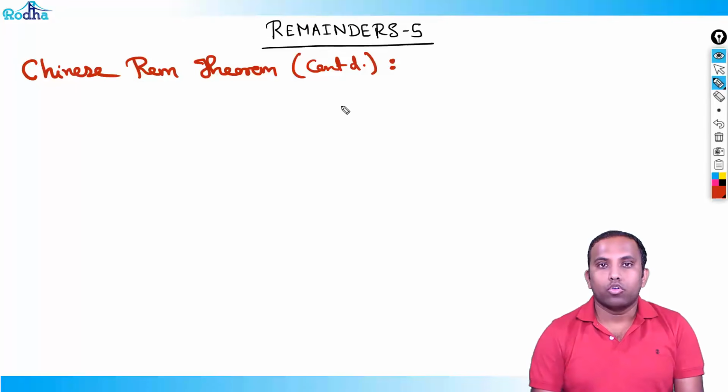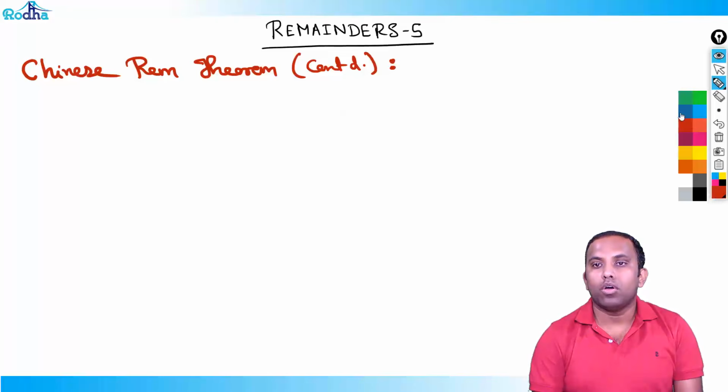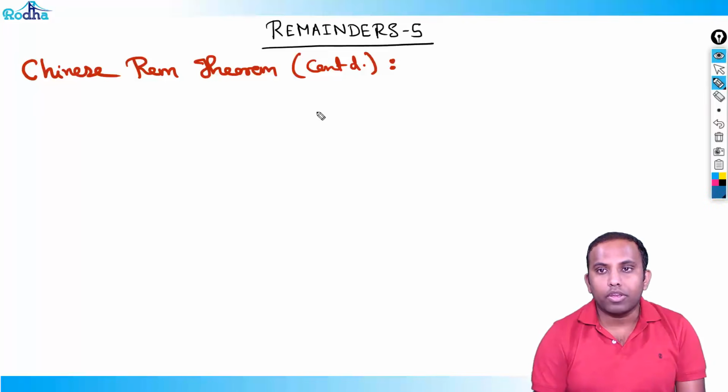Okay, so in Remainders 4, we were discussing the Chinese Remainder Theorem. So we'll do some problems now on the Chinese Remainder Theorem, so we'll get this topic very easily. Now, first problem.